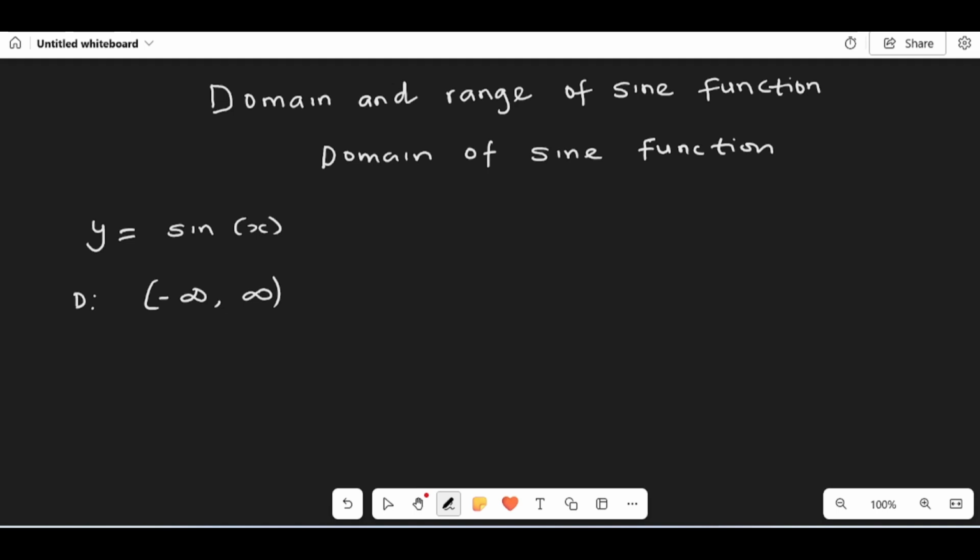Even when transformed, e.g. y equal to a sine (bx plus c) plus d, the domain remains all real numbers because sine can take any input.